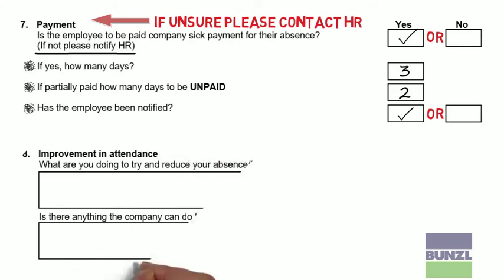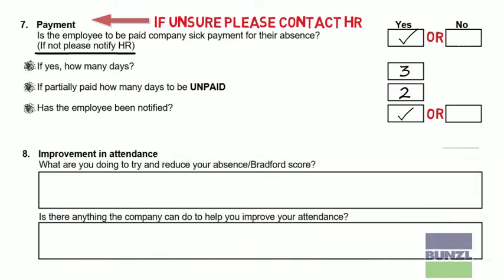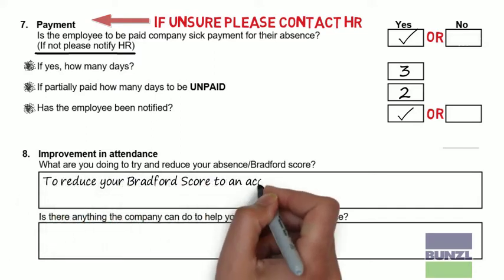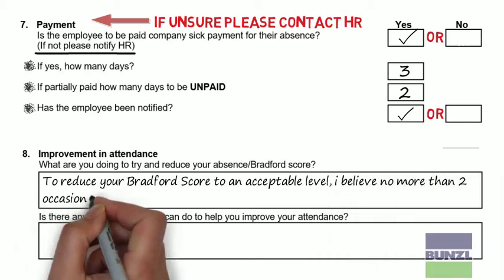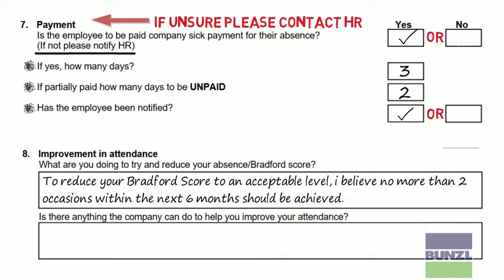Section 8. Improvement in attendance. What are you doing to try and reduce your absence or Bradford score? You need to ask this question to the employee and capture their response in the box provided. You may need to advise the employee on a target of improvement. For example, to reduce your Bradford score to an acceptable level, I believe that no more than X occasions and or X days within the next 6 months should be achieved.